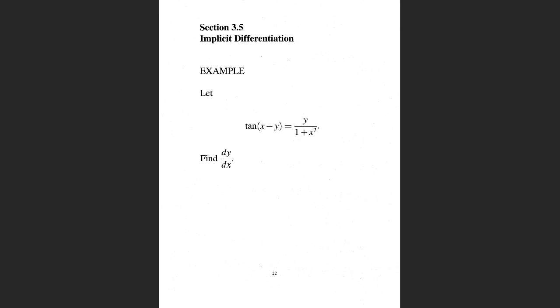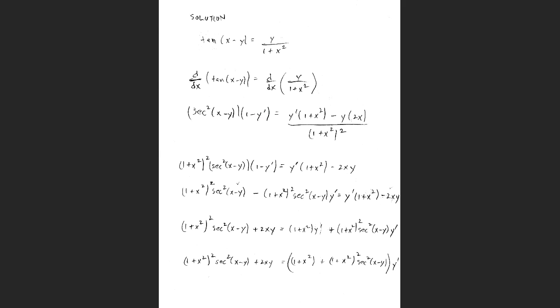So, all right. We want to find the derivative of y with respect to x, where we have the tangent of x minus y equals y over 1 plus x squared. So, okay, we have to differentiate both sides with respect to x. That's how I like to do it.